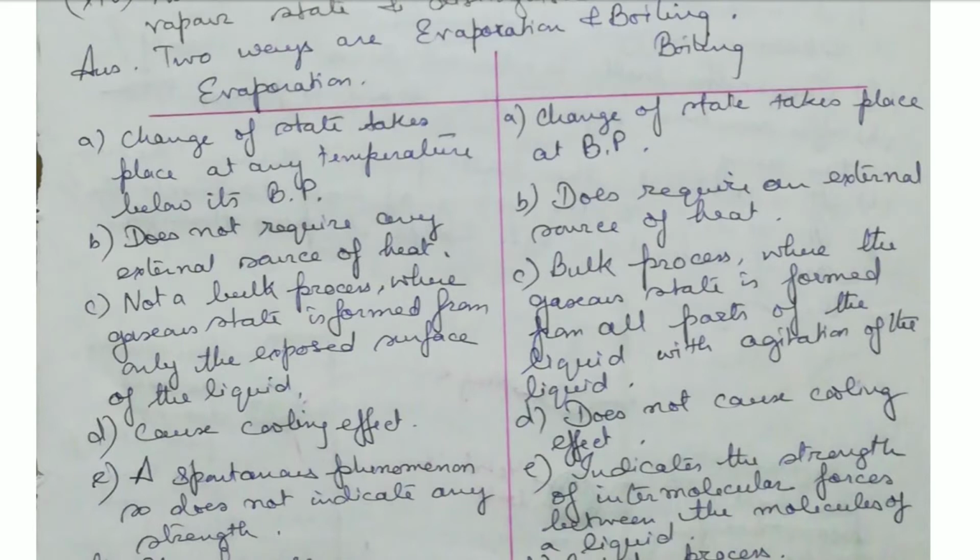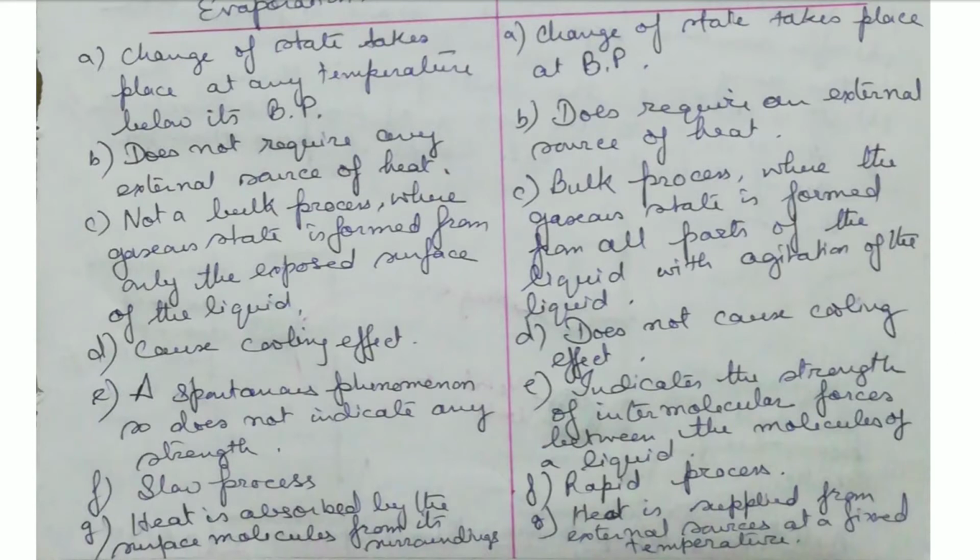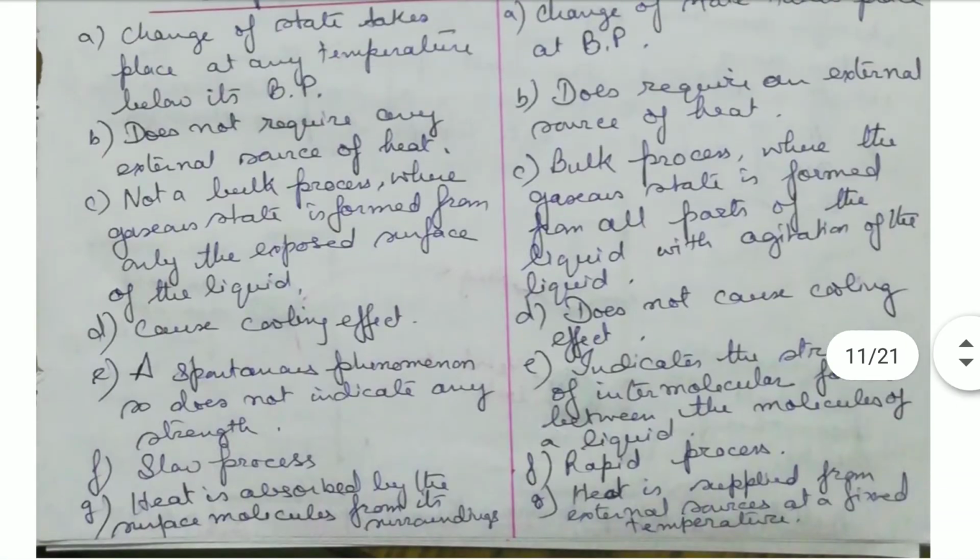Evaporation does not require any external source of heat, whereas boiling requires an external source of heat. Evaporation is not a bulk process, as the gaseous state is formed only from the exposed surface of the liquid, whereas boiling is a bulk process where the gaseous state is formed from all parts of the liquid with agitation of the liquid. Boiling is a rapid process, and evaporation causes a cooling effect, but boiling does not cause any cooling effect.